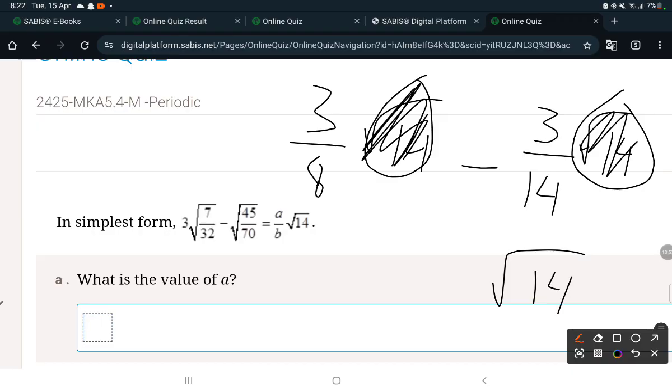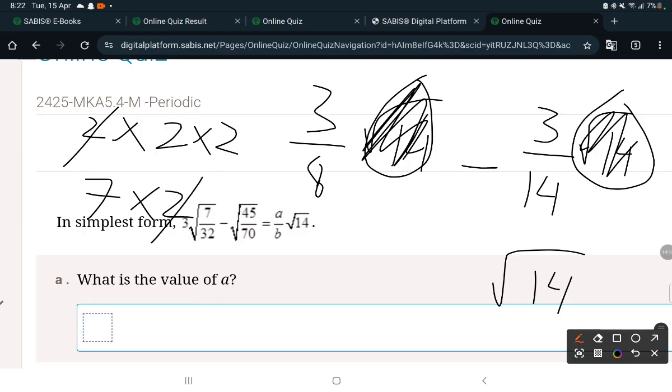So I have 3 over 8 minus 3 over 14. We need to find the LCD to make this easier. So 8 is 2 multiplied by 2 multiplied by 2. 14 is 7 multiplied by 2. So the common factor is 2. And for the uncommon factors, for the first fraction we need to multiply by 7. And for the second fraction we're going to need to multiply by 4, because 2 multiplied by 2. So multiply the first fraction by 7.